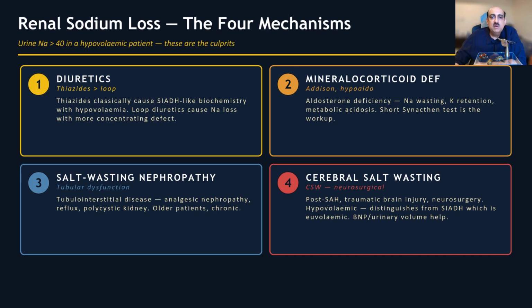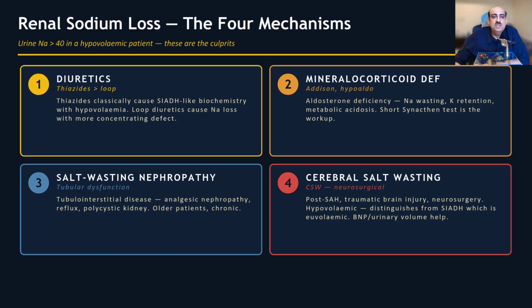Second is mineralocorticoid deficiency. So in Addison's and hypoaldosteronism, sodium is lost, potassium is retained, and it also leads to mild acidosis. And a short synacthen test and random serum cortisol can support the diagnosis.